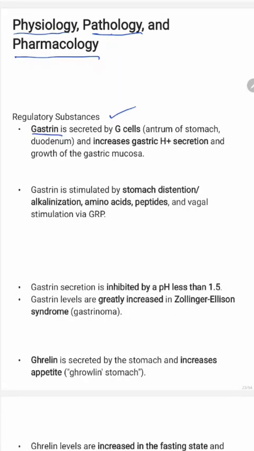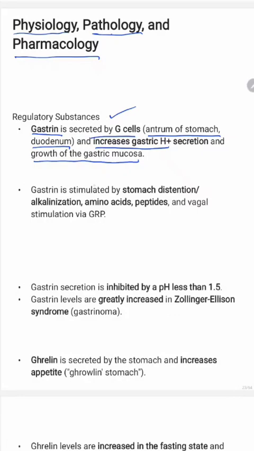So, gastrin is secreted by G cells in the antrum of the stomach and duodenum, and it increases gastric acid secretion and growth of gastric mucosa. Okay, so it increases acidity in the stomach and increases the growth of gastric mucosa. So if there is a gastrin producing tumor, which is known as gastrinoma, the person will have hypertrophied gastric mucosa and there will be increased H plus secretion.